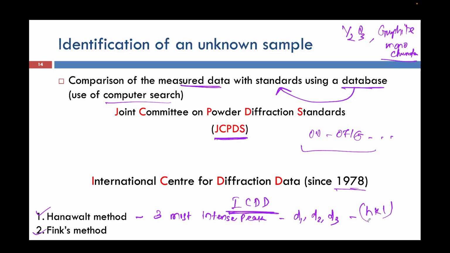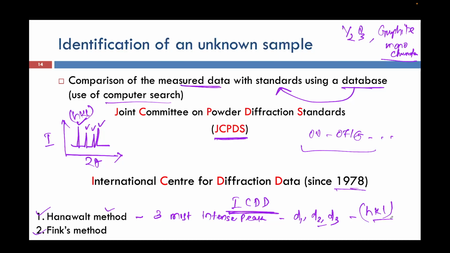Indexing means there will be this kind of structure we will be getting. We will be naming the peaks according to their Miller indices, which HKL value these peaks correspond to. That's what indexing means. So to do an indexing, if we are following the Hanawalt method, we have to take the three most intense peaks, then calculate their D1, D2, D3 and accordingly calculate their HKL value.